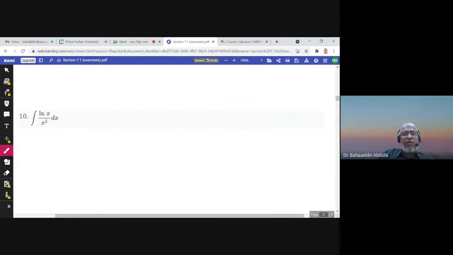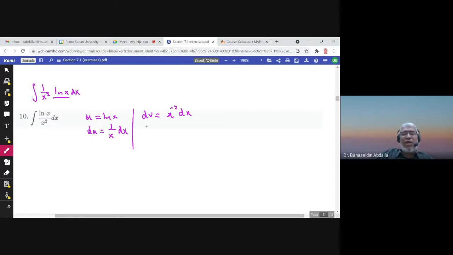Now here I have a logarithmic function ln x and an algebraic one. LIATE starts with logarithmic, so I immediately choose u to be ln x. So u here is not the algebraic, u is ln x, and du would be 1 over x dx. Well, dv would be 1 over x squared dx, or x to the power negative 2 times dx. So this integral is 1 over x squared times ln x dx. So ln x is taken as u, and 1 over x squared dx is taken as dv.